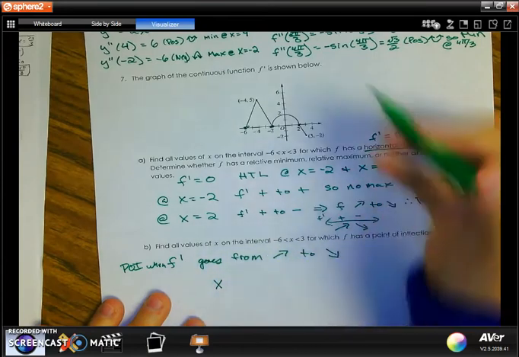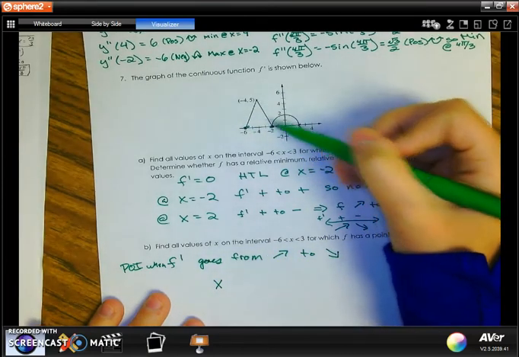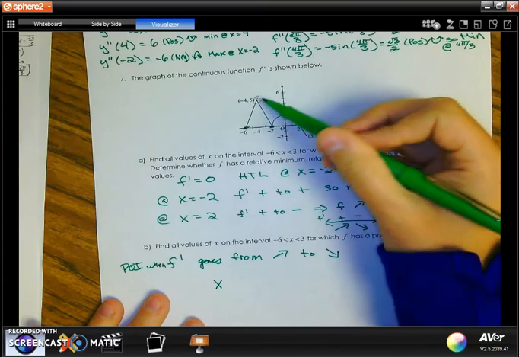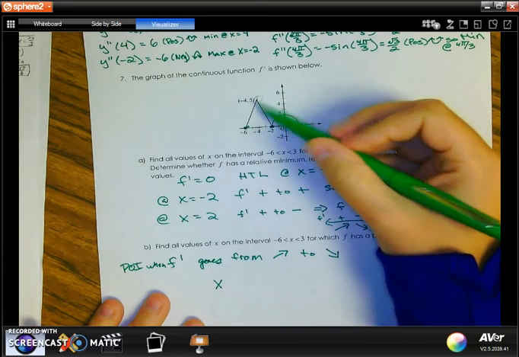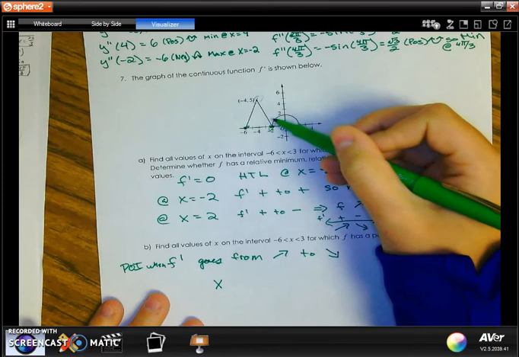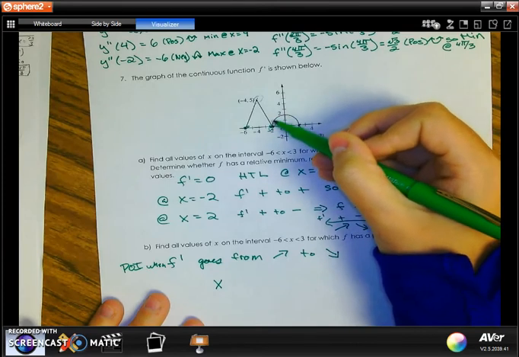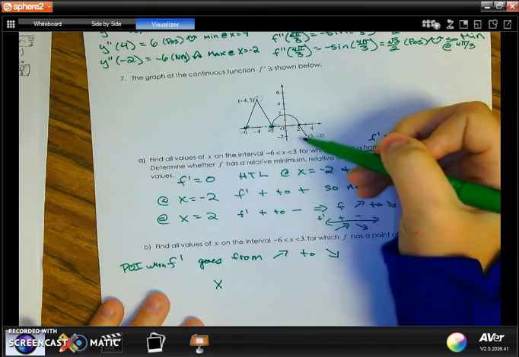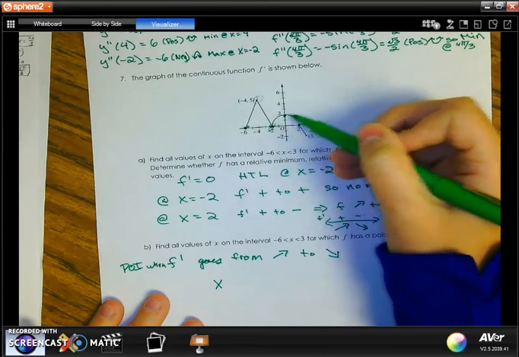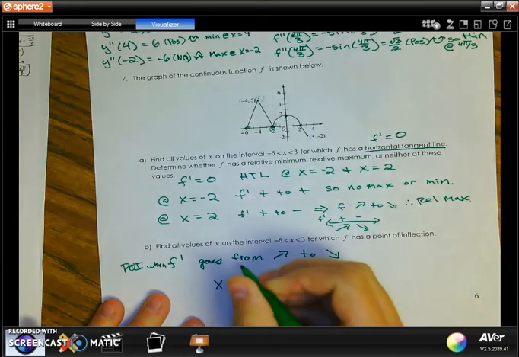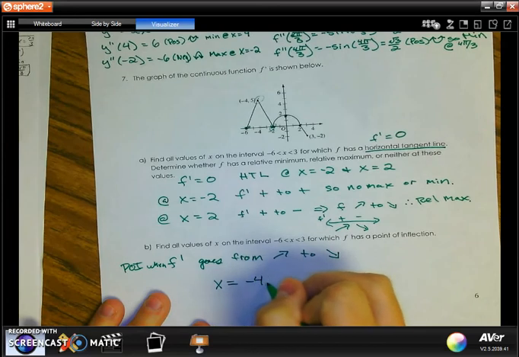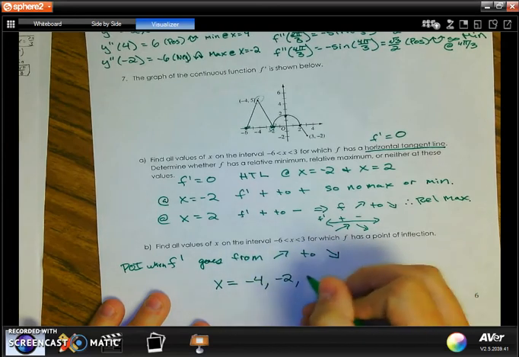Where does your derivative go from increasing to decreasing? Looks like right here. And here it goes from decreasing to increasing, so right there. And we have it increasing to decreasing at 0 as well, and then it's decreasing, decreasing there. So we are going to say that happens at -4, at -2, and at 0.